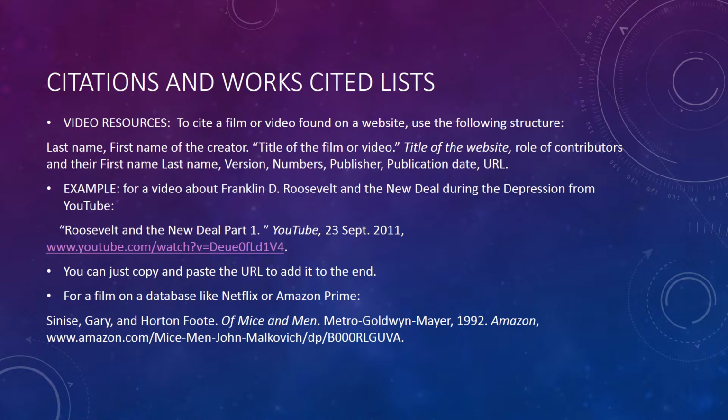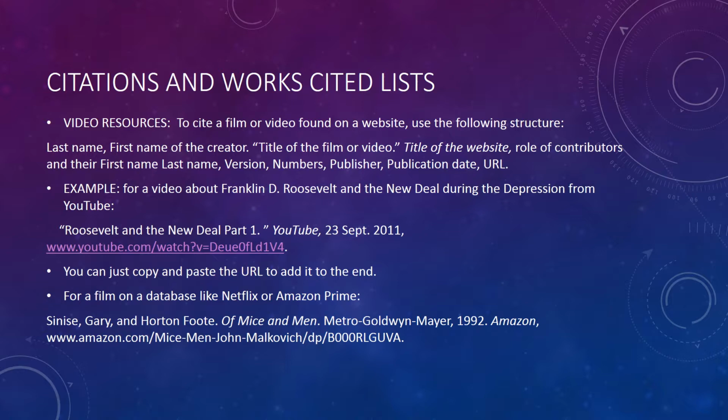For a film from a database like Netflix or Amazon Prime, for example, if you saw the film Of Mice and Men that was made in 1992 by Gary Sinise and Horton Foote, who wrote the screenplay, you would write this: Sinise, Gary, and Horton Foote. Gary Sinise was the director, Horton Foote was the screenwriter. You can get that information from the credits in the film. And you can also look it up on IMDb or Wikipedia and find that information.